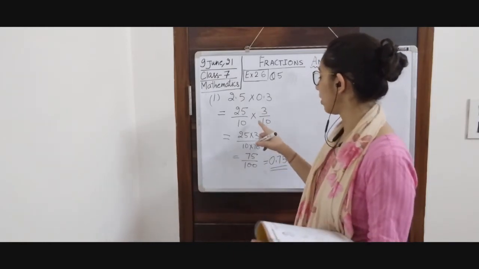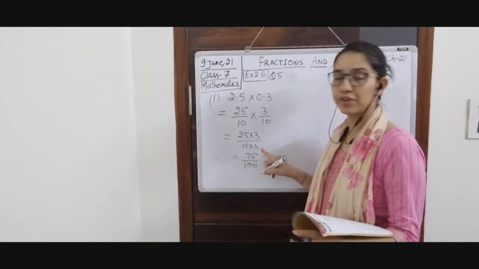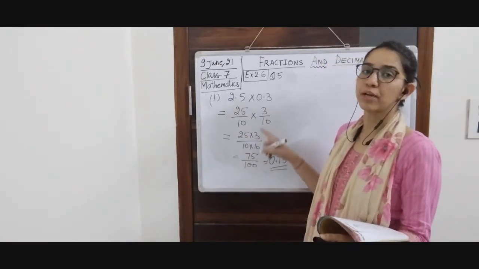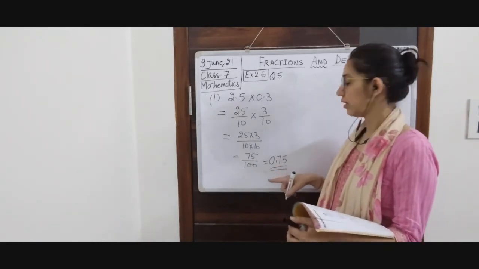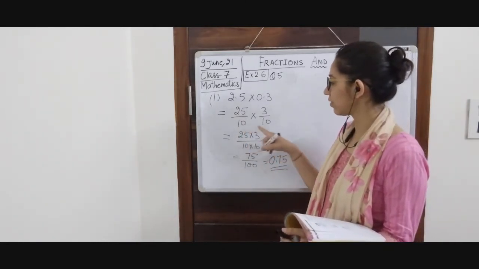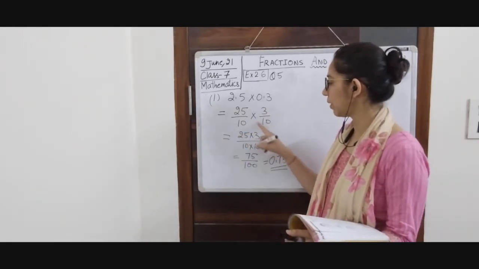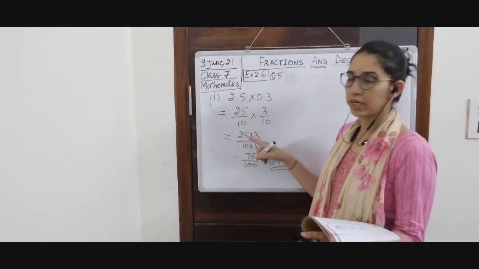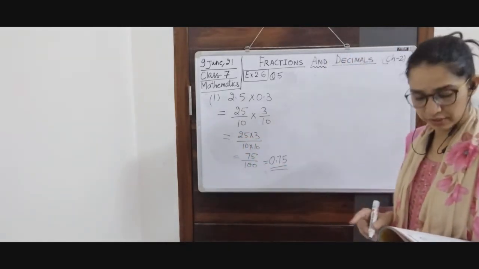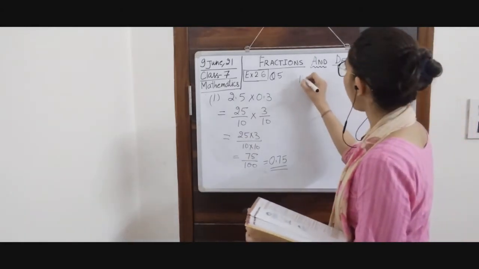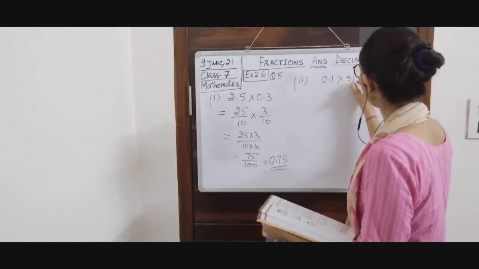We could have cancelled 10 and 25 and we would have got a number in fraction. But the problem with that approach will be we have to convert that fraction back into decimal again. Okay, so we won't cut this 10. We will leave them untouched and then we will perform multiplication with numerators only and then use these zeros for decimal purpose. Okay.